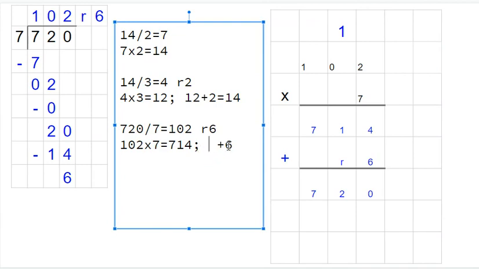So here I would put 714 plus 6, and that equals 720, which is the original number I started with. Because I used my fact families and multiplied to check my work and then added my remainder, I came up with the same number that I started with when I divided. That is how you check your work when you multiply and add your remainder.